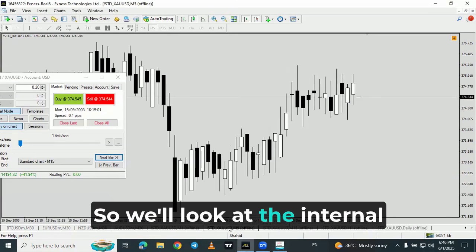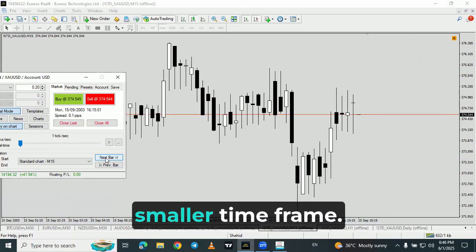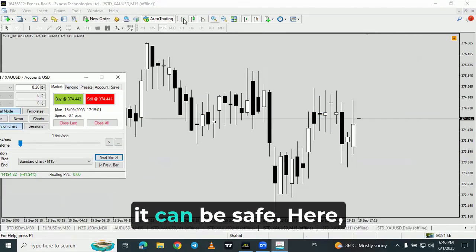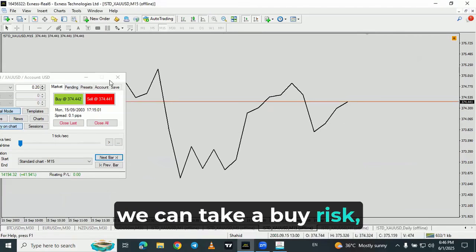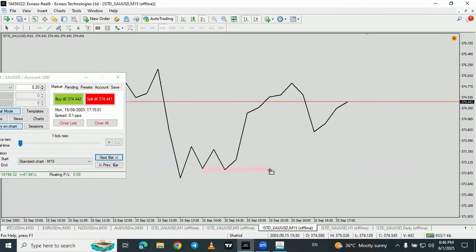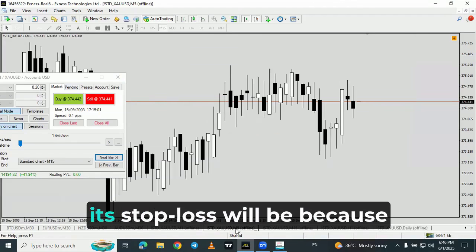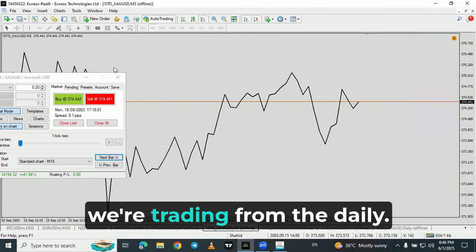So we'll look at the internal range liquidity on a smaller time frame. This is all its liquidity lying here. After refining it, it can be safe. Here we can take a buy risk, which will have its stop loss below this low.